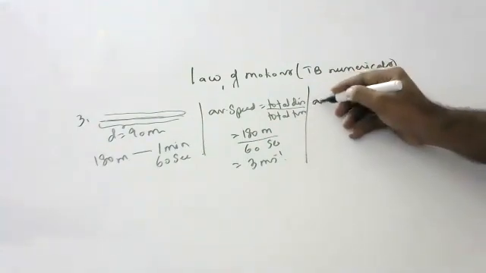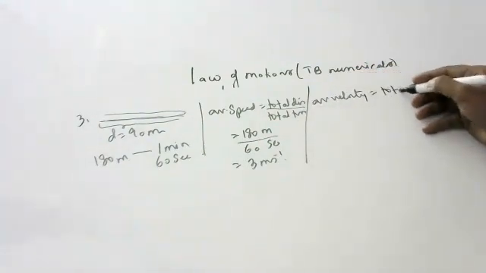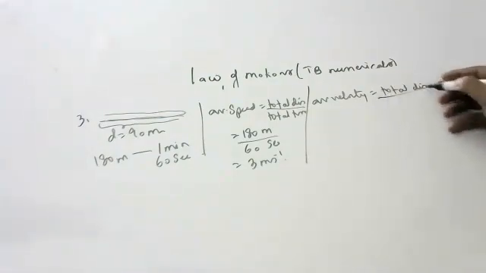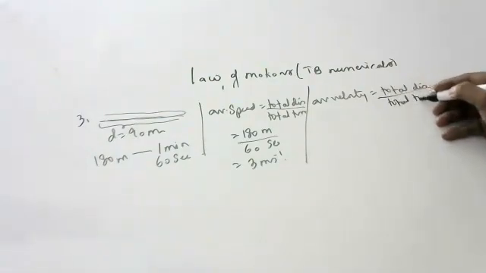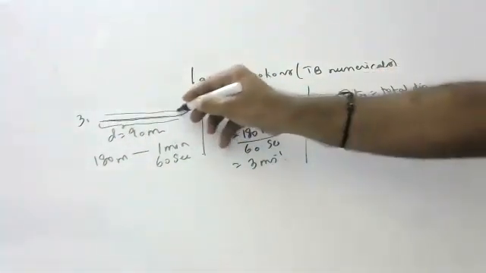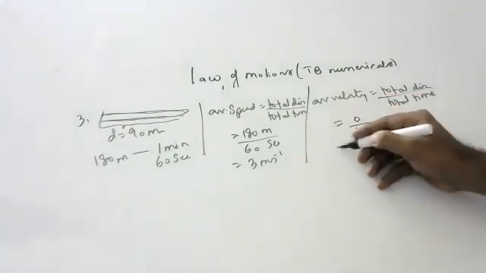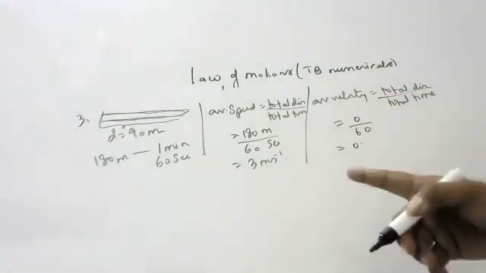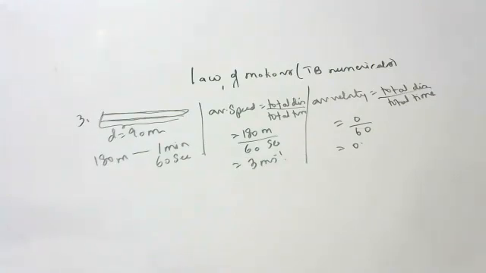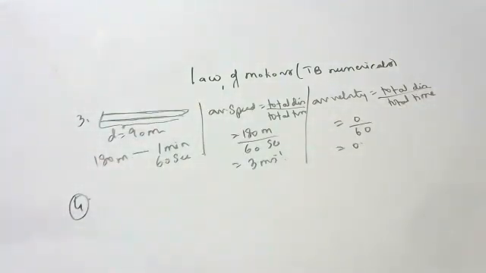Average velocity, anyone? Average velocity is total displacement by total time. What is the answer? 0 by 60. She's going and she's coming back to the same point. So the answer is 0, children, because she comes back to the same point. So there will not be any displacement. Fourth question.